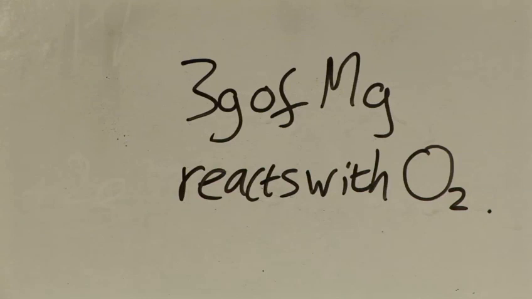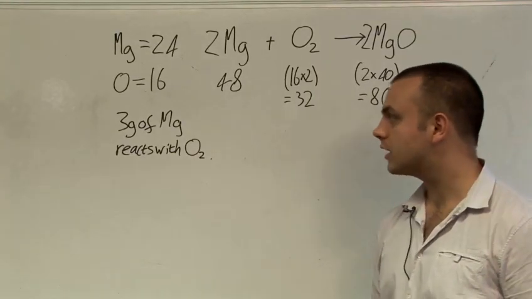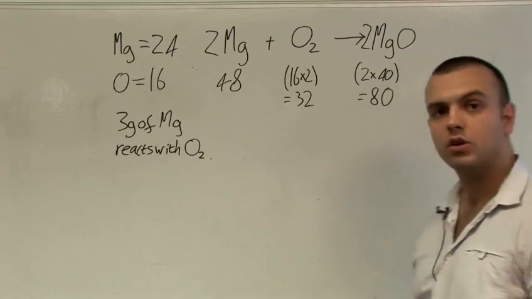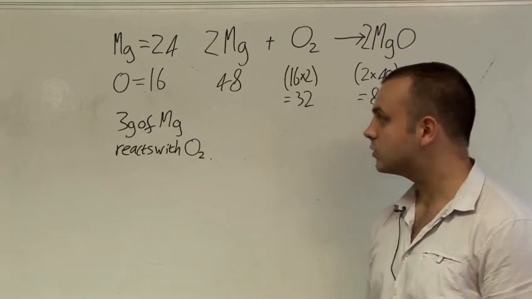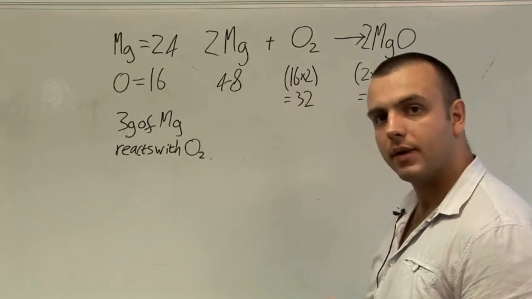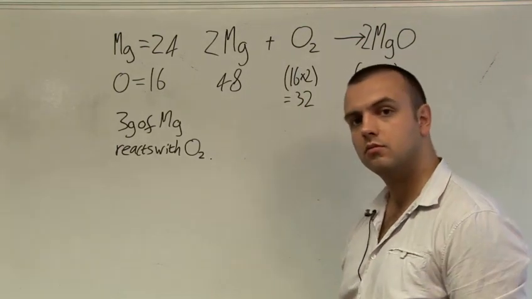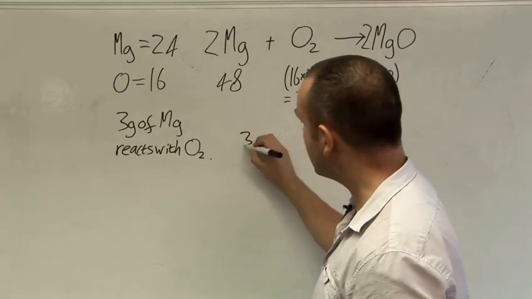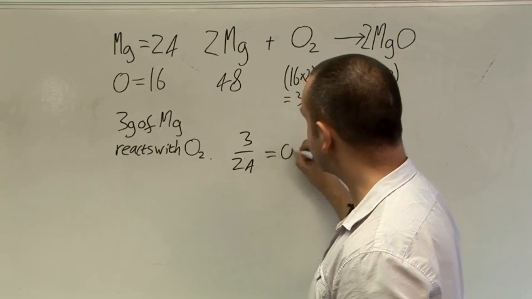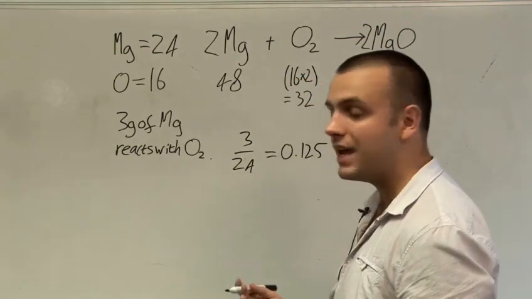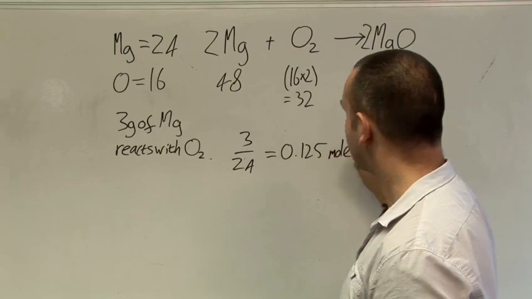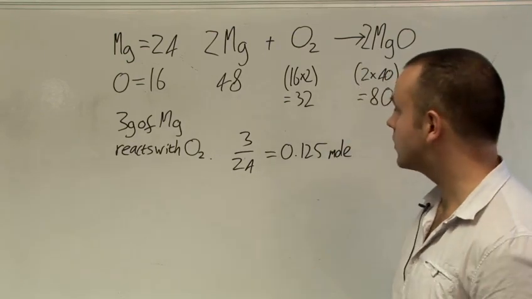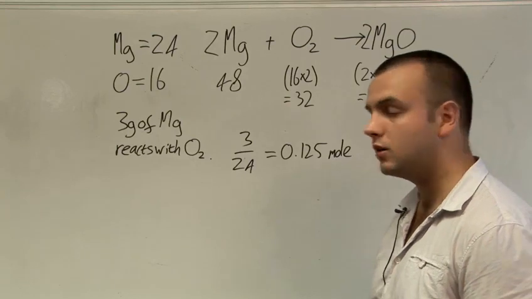So let's say we were asked to work out if we had 3 grams of magnesium reacting with excess oxygen, in other words, as much oxygen as is needed for the reaction, what mass of magnesium oxide would we have at the end? We work out in this way. We know that 1 mole of magnesium has a mass of 24 grams. So if we only have 3 grams, what fraction of a mole is that? Well, it will be 3 over 24, which is 0.125 or 1/8 of a mole. So we know that we have 1/8 or 0.125 moles of magnesium reacting.